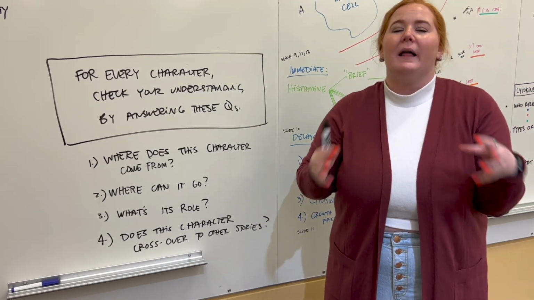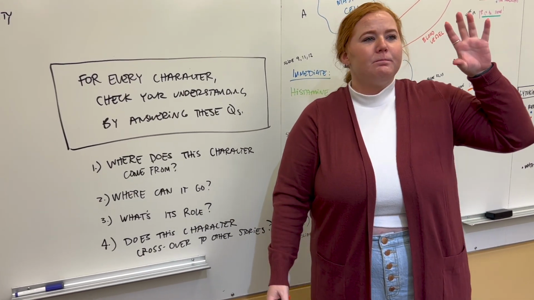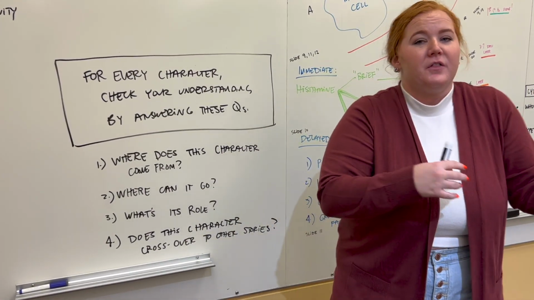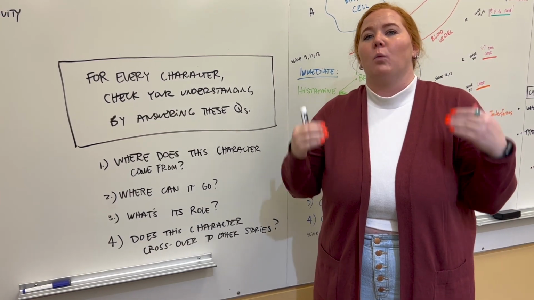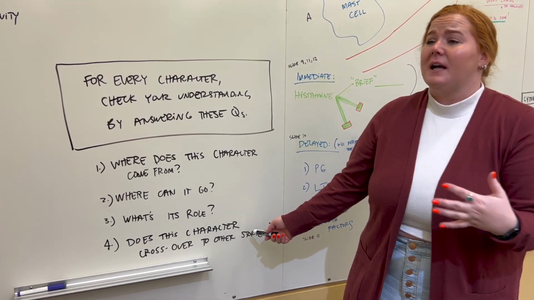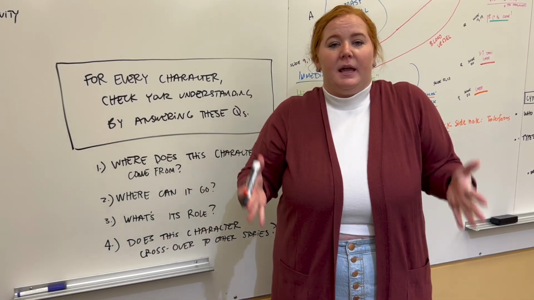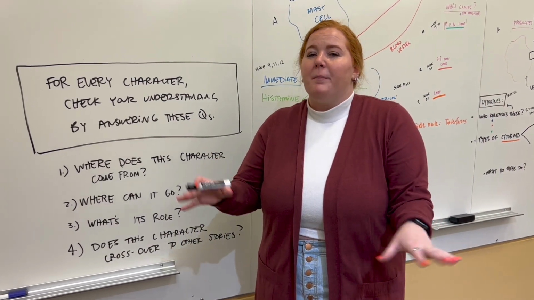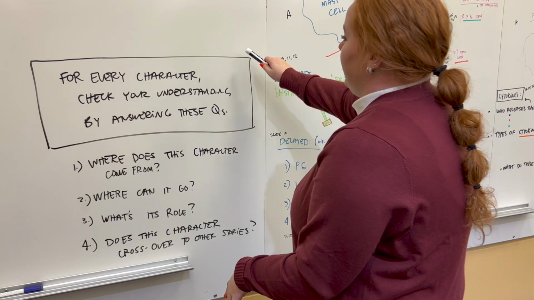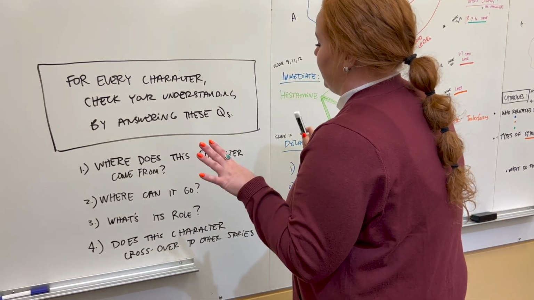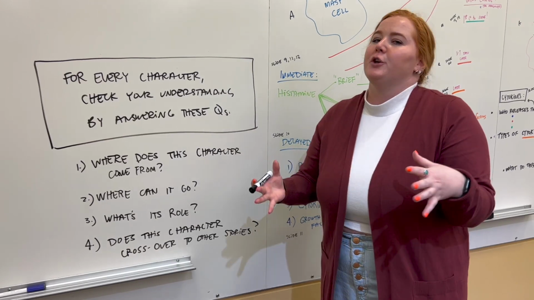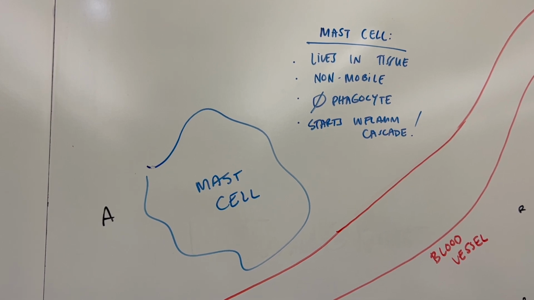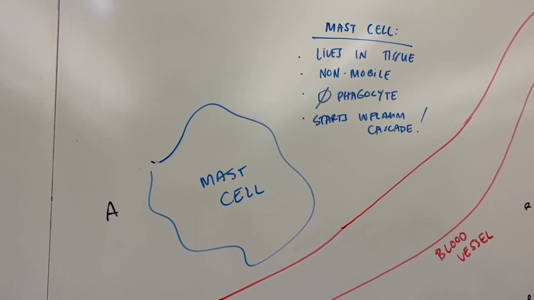And then, what is its role? Every single character has a different role, can secrete different things, and will signal different things. So you need to figure out every character and what role it plays. The last question, which will tie us from innate immunity into adaptive immunity, is: does this character show up in any other part of the story? These are the questions you ask for every character to check your understanding. Okay, so we talked about how inflammation, innate immunity, is going to be triggered by some sort of stimuli.